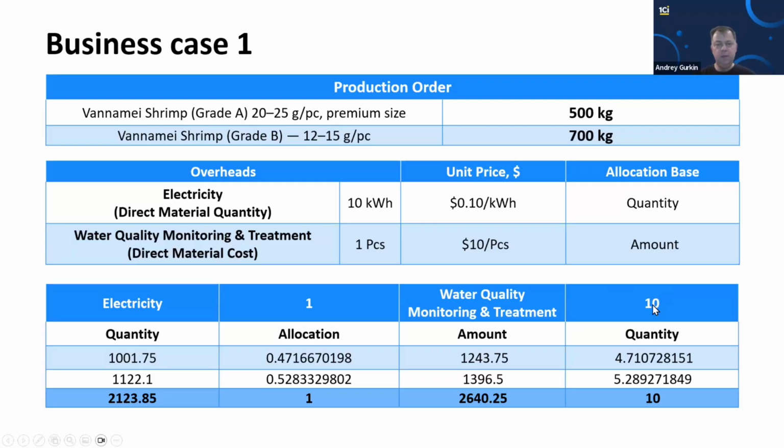We have registered 10 treatment services, let's say, and we have this amount, and we are allocating those 10, and you can see the final result. So for the first product, let's say premium size, it will be allocated 4.7, and for the second type of shrimps will be allocated 5.2, and so on.